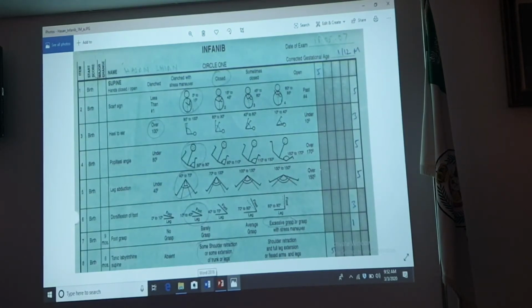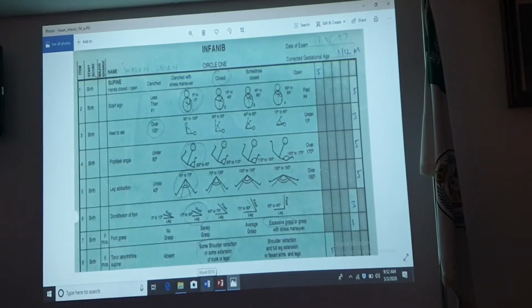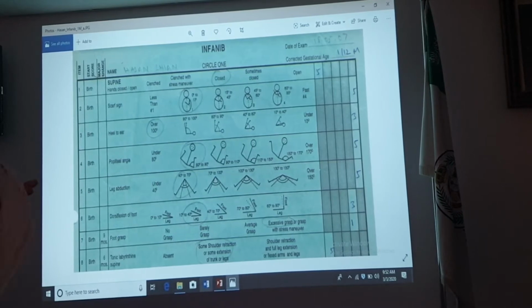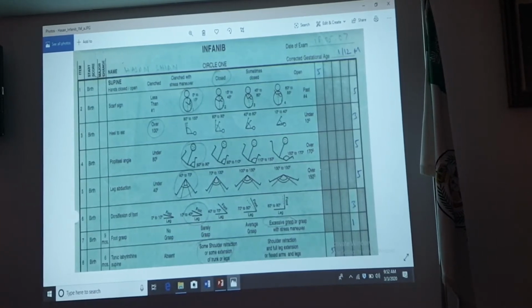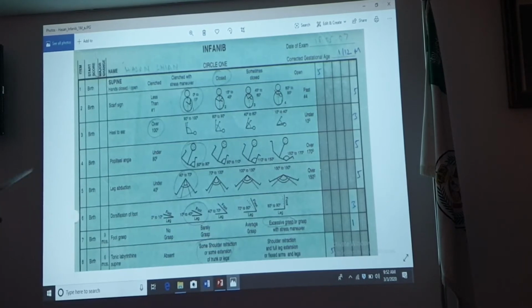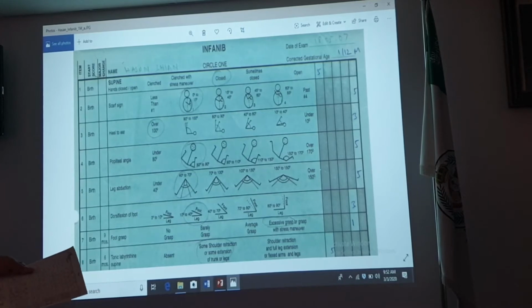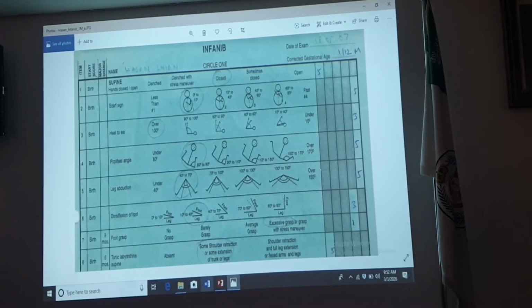Now, whatever you see as item supine, please evaluate all items in supine in one go. Whatever you see prone, evaluate all items in prone in one go. Sitting in one go, and then standing in one go, and suspended last. Clear? So that the baby doesn't get disturbed.